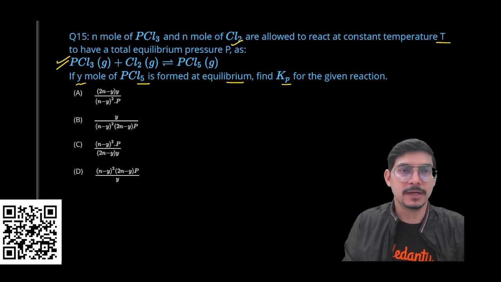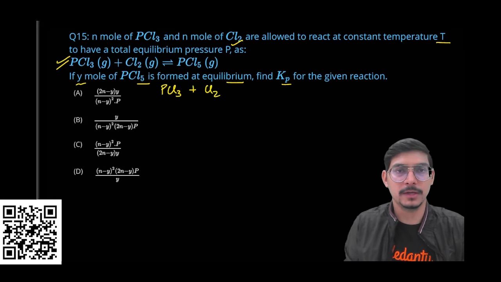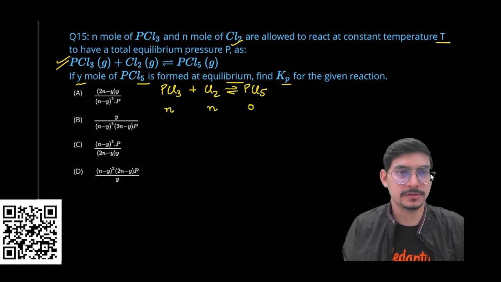So let's start by writing the equation that PCl3 reacts with chlorine and it forms PCl5. In the beginning, they have said that n moles of PCl3 and n moles of chlorine is taken. So we can assume that in the beginning, amount of PCl5 is 0. It is not present. So this is the initial amount. Change, we will figure it out. At equilibrium, it is given that y mole of PCl5 is formed. So if y mole of PCl5 is formed at equilibrium, the change in the amount of PCl5 is plus y, and definitely this is y.